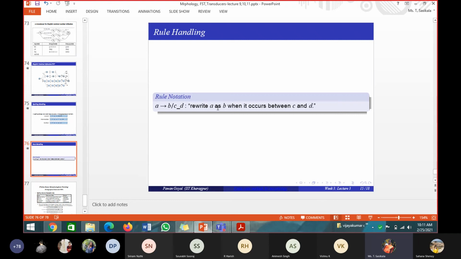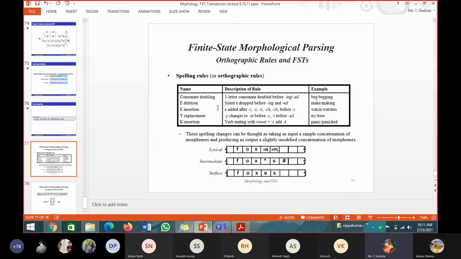This is one sample rule they have given. Like that you can write any number of rules. We have the E deletion rule, E insertion rule, and Y replacement rule: Y tries, watches. See this example, beg to begging. What is the g replaced with? The consonant doubling rule is there. E deletion: make to making. What am I doing? Removing the E and adding ing. E deletion rule and adding ing.